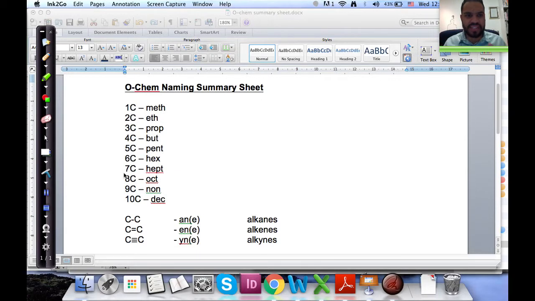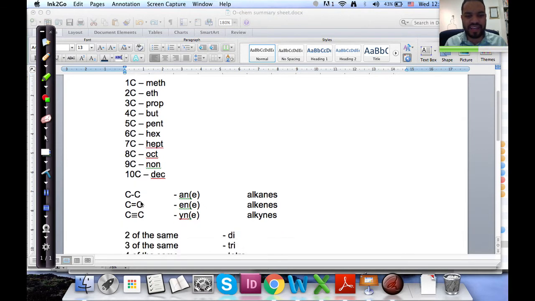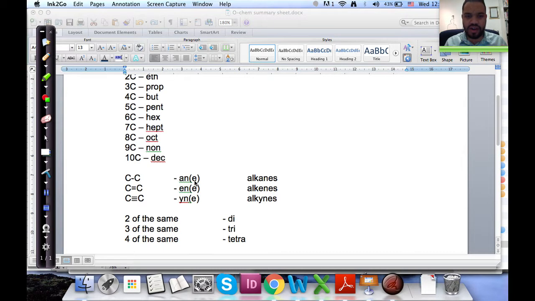Hello and welcome back. Let's look at our AChem organic chemistry naming summary sheet over here. As you can see, we were considering your 10: meth, eth, prop, but, pent, hex, hept, oct, non and dec. If you've got single bonds between the carbons, the name will have an "an" after the base number of carbons. If it's an alkane, it will also have the e appended to it, or an alkene or an alkyne.